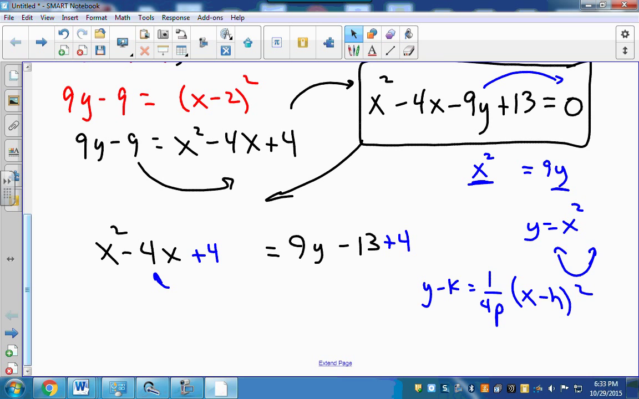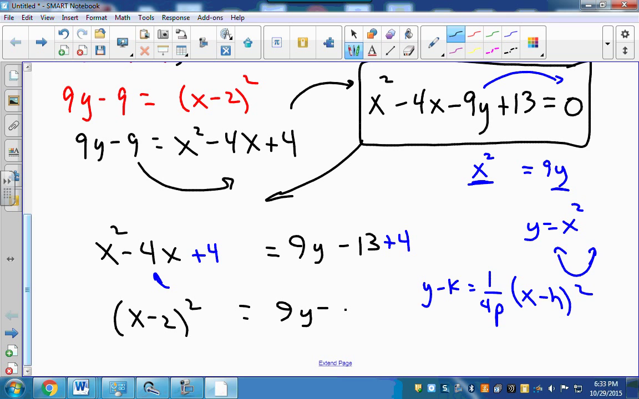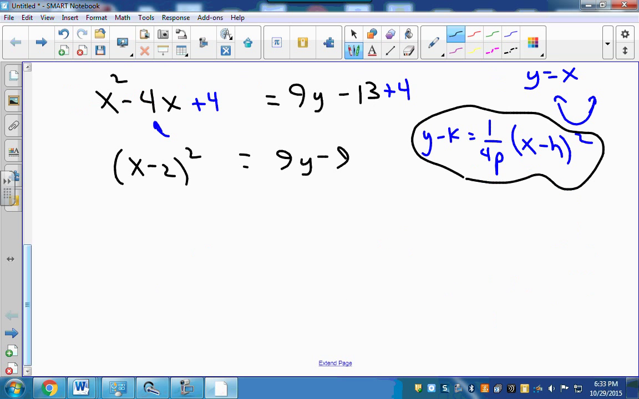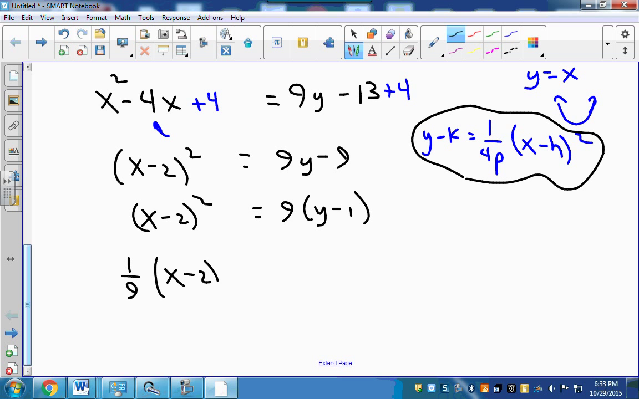So now we do have our perfect square. This is x minus 2 squared. And over here we have 9y minus 9. I'm trying to get it to look like this. Okay, look like that. So I have to isolate the y. So let's do 9 times y minus 1 is equal to x minus 2 quantity squared. And lastly, divide by 9. So 1/9 x minus 2 squared is equal to y minus 1. And there you are. That gives you the vertex.